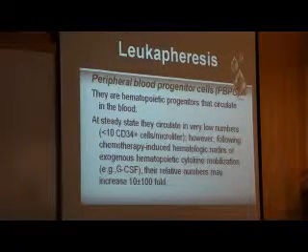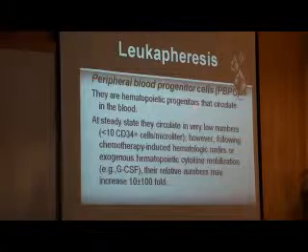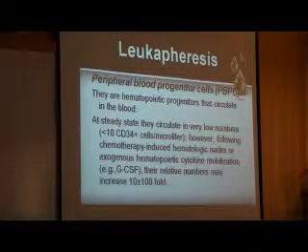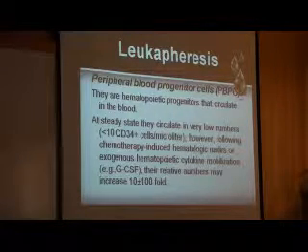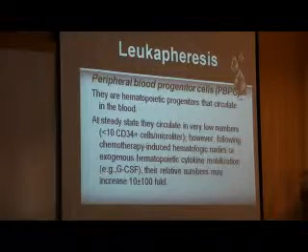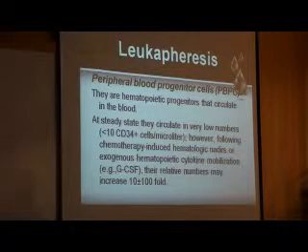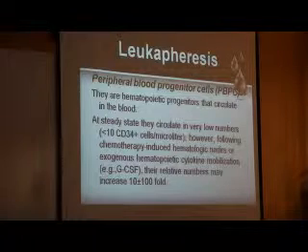We use leukapheresis for peripheral blood progenitor cell collection. Now it's a routine step in the treatment of some cancer patients. For example, in the Children's Cancer Hospital, they use it as a routine step in the treatment of stage 4 neuroblastoma.